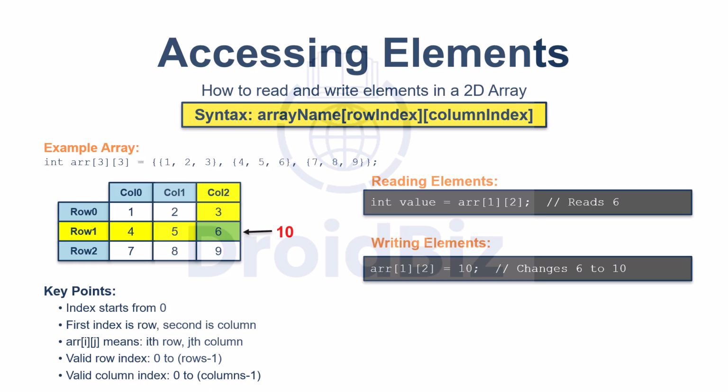Index starts from 0, not 1. The first index is always the row, and the second index is the column. When we write ARR[i][j], it means the ith row and jth column. Valid row index goes from 0 to rows minus 1. And valid column index goes from 0 to columns minus 1. Understanding these rules helps you avoid errors.